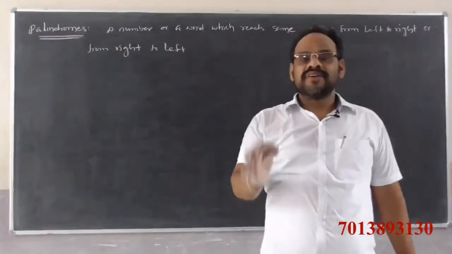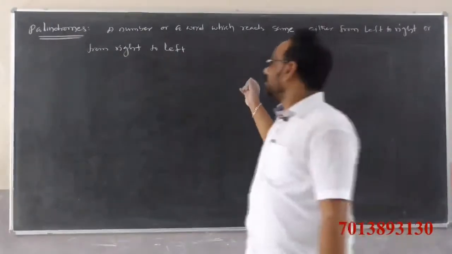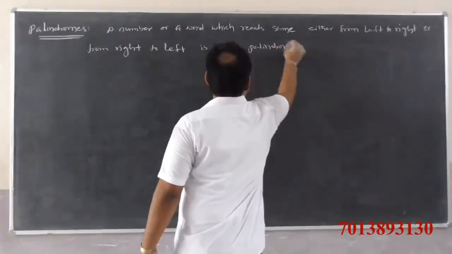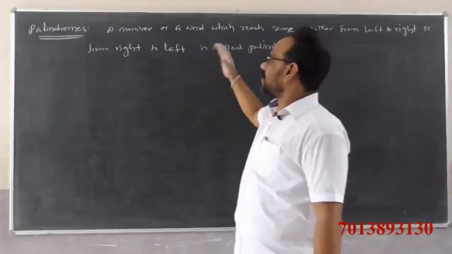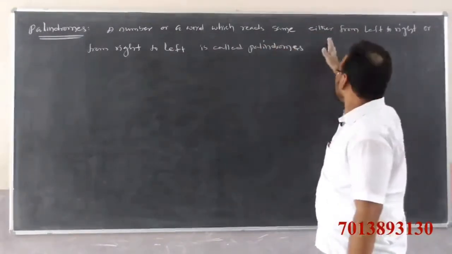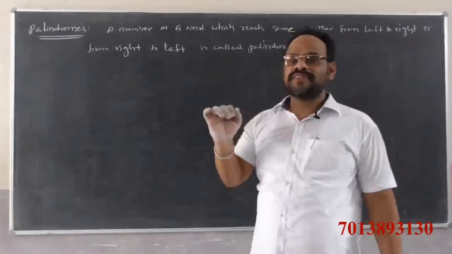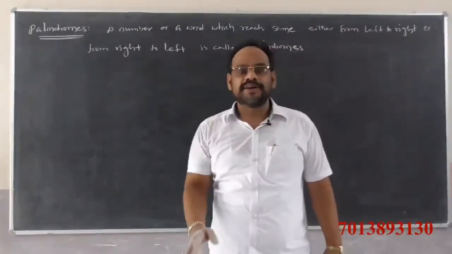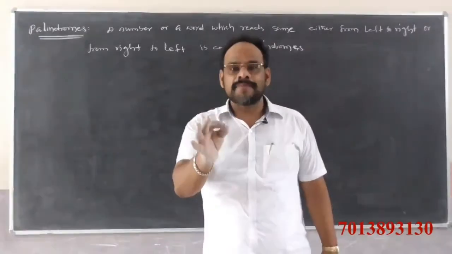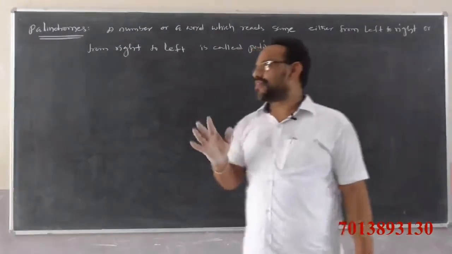A number or a word which reads the same either from left to right or from right to left is called what? Palindromes.